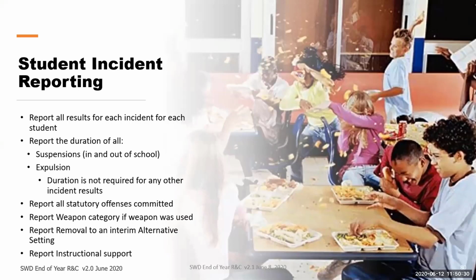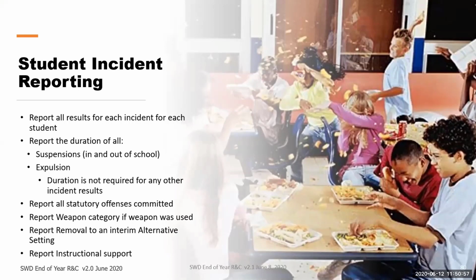Some incident results do not require a duration. There's actually some incidents that have other means of correction. So you'll see that could be a referral or restorative justice. Some incidents don't result in any discipline at all. That's code 400. So you will see that when you're looking at reports. Students may have multiple offenses committed, and they reflect statutory offenses.